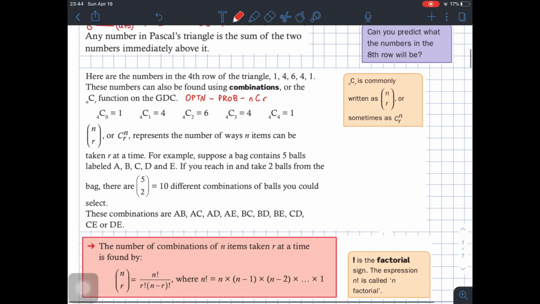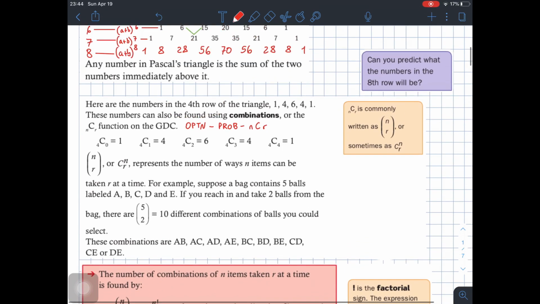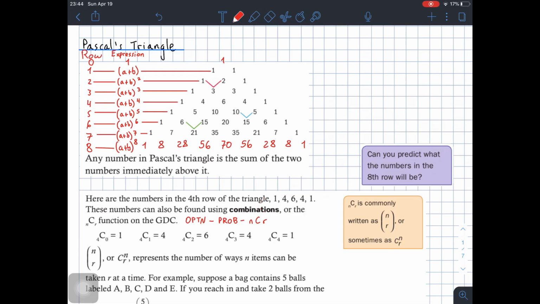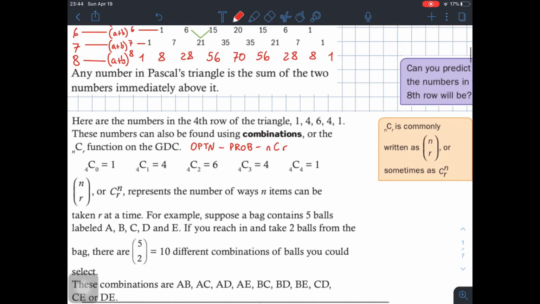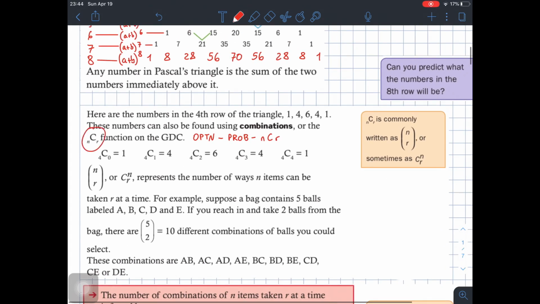Then it says, here are the numbers in the 4th row of the triangle. 1, 4, 6, 4, 1, which is this row over here. These numbers can also be found using combinations or the nCr function on the GDC. I'm going to show you this in a second, but in order to do the nCr function, you just need to press option, probability, and nCr. Okay, so for example, I'm going to show you this in the calculator.